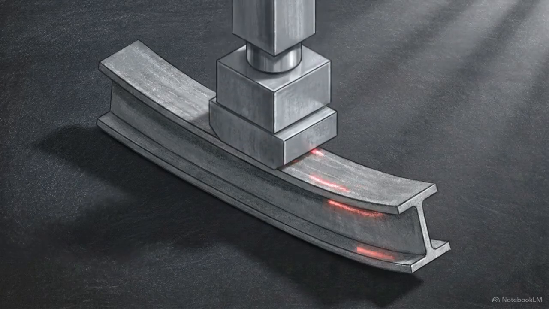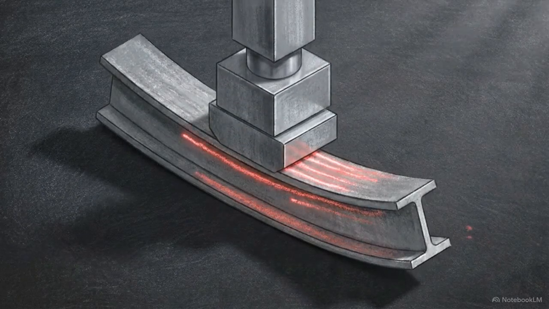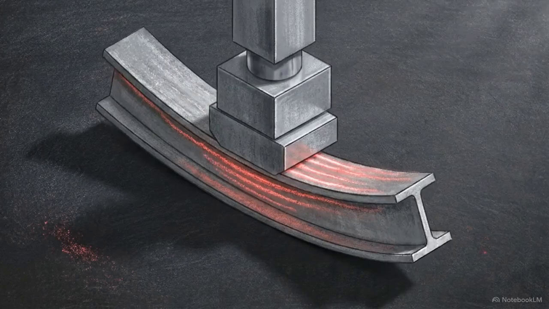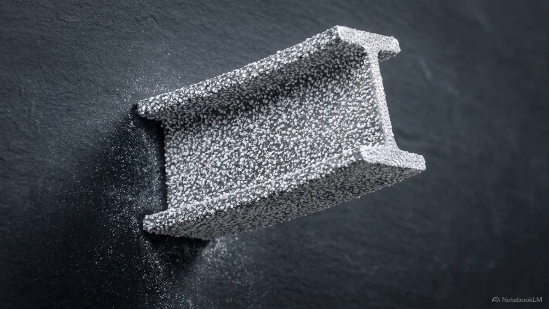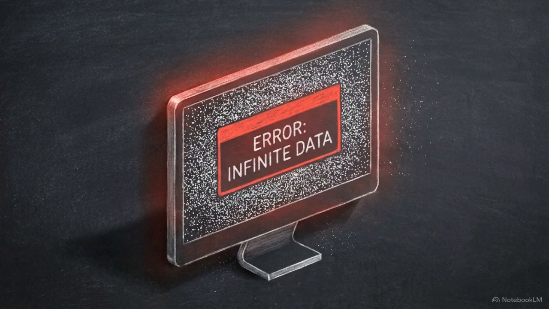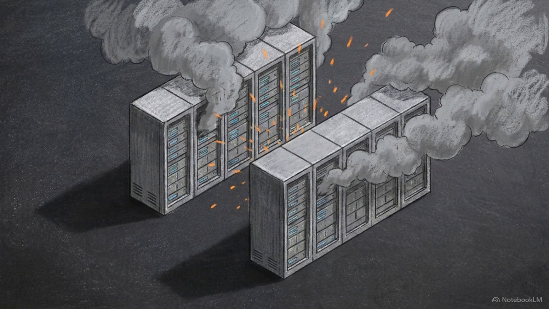When a steel beam bends under a heavy load, it forms a continuous curve. Every microscopic point along its length reacts to the weight, creating an infinite set of data points. This continuity presents a problem for digital simulation. Computers cannot calculate structural failure across an infinite number of points.